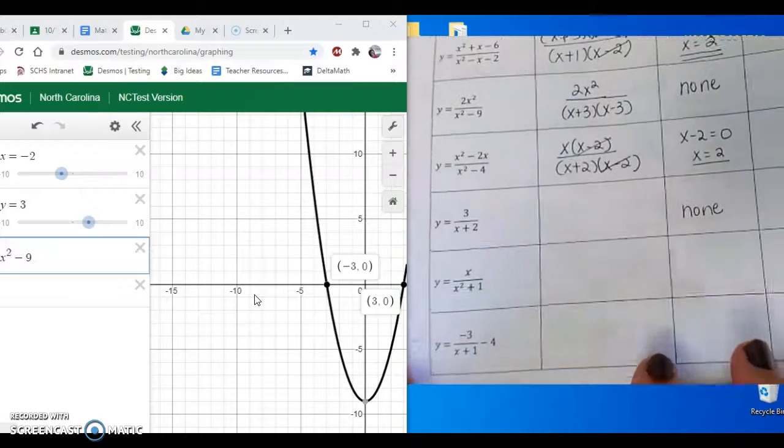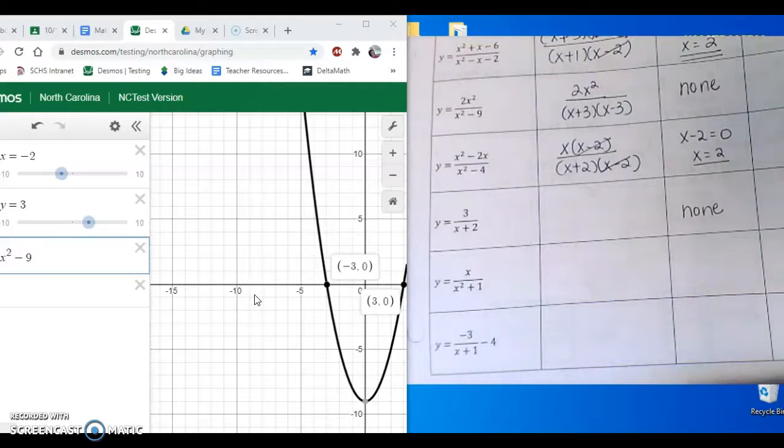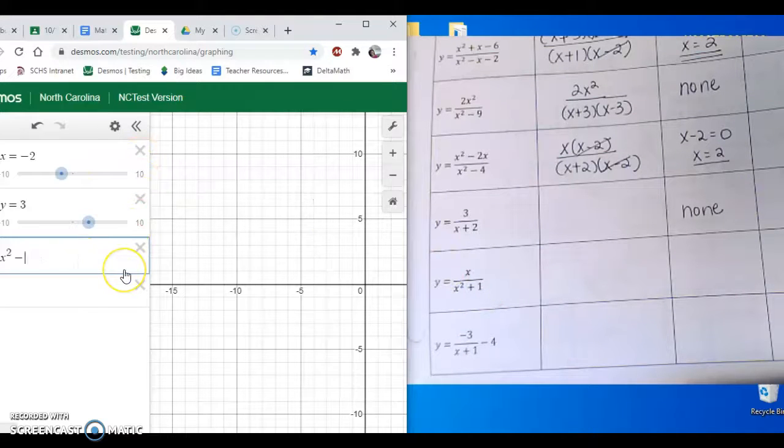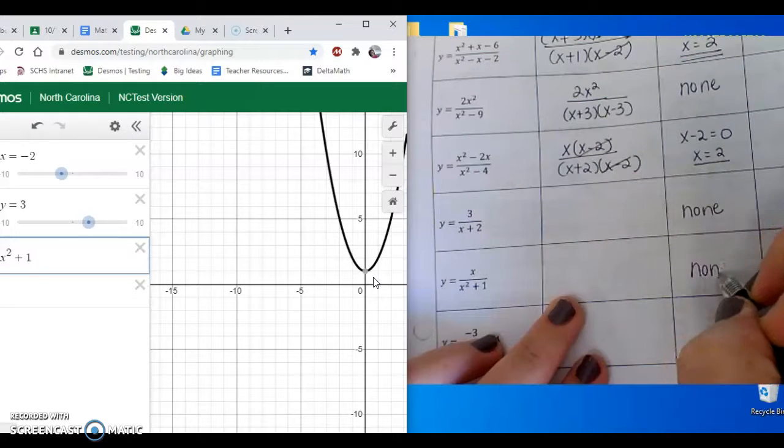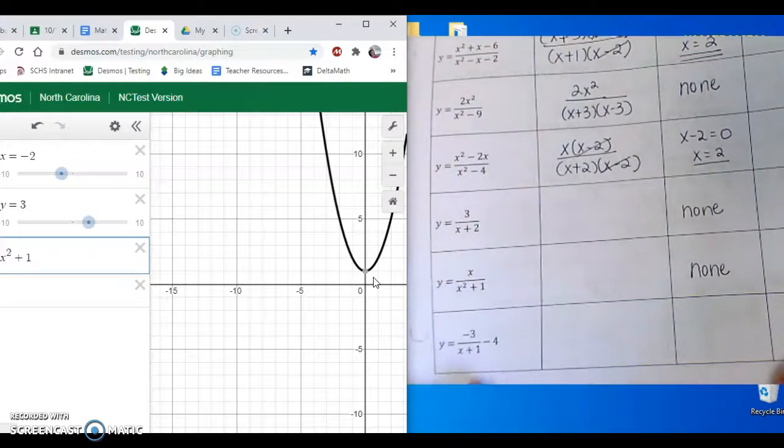Okay? I want to look at the next two, and the next two are kind of strange for us, or at least this one is, the x squared plus 1. If you put x squared plus 1 in, you notice that it doesn't cross the x-axis at all. That means that you can't factor it. That means that's all you can do to it. You can't do anything else. So this is another time where there's not a hole.